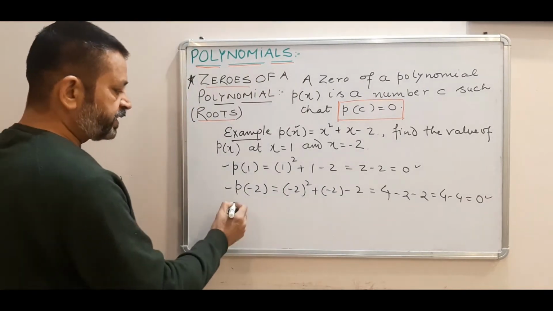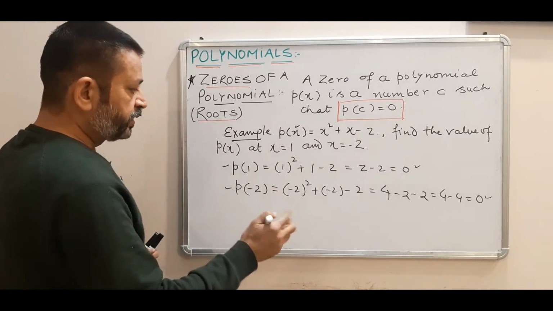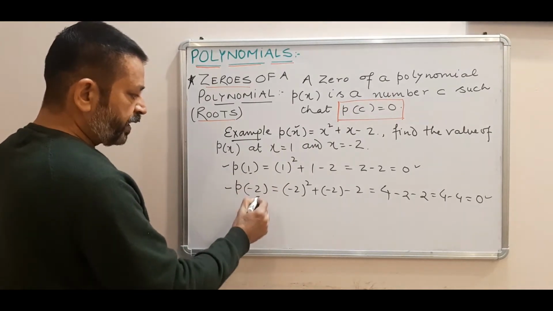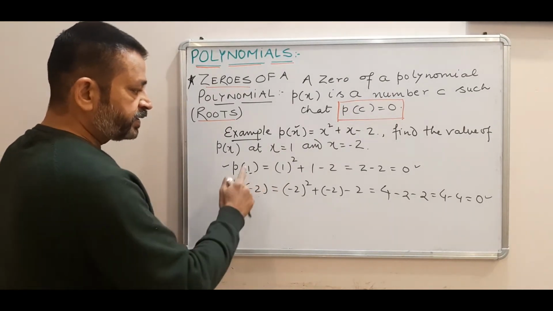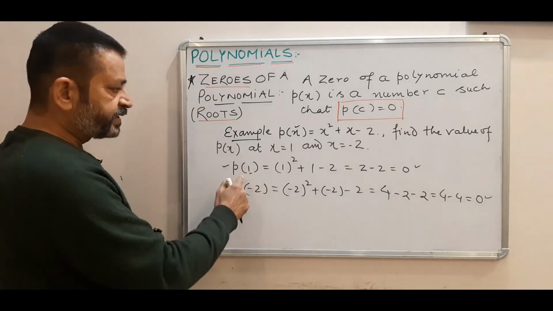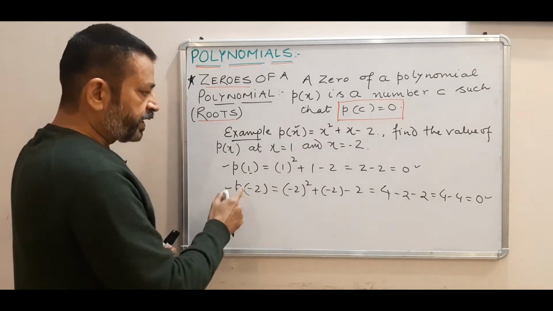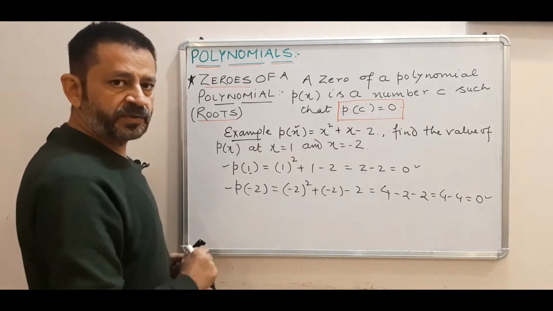So what it means is that this polynomial p(x) has two zeros, that is 1 and minus 2. Why? Because both these values are giving 0. When we put x is equal to 1 in p(x), the answer is 0. When we put x is equal to minus 2, the answer is 0.